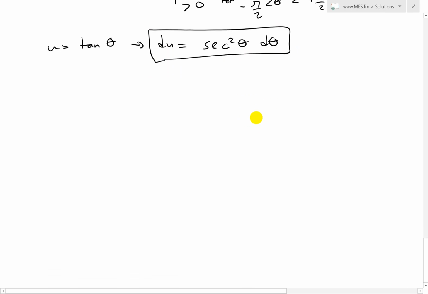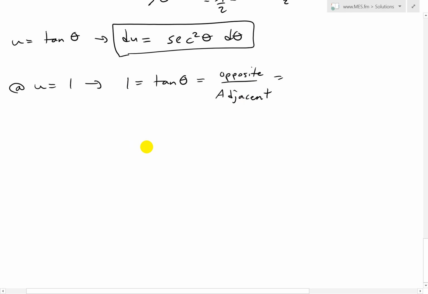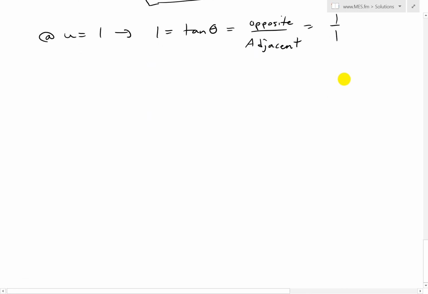And now the other thing we have to do is change the intervals. So at u equals 1, we have 1 equals tangent theta, and recall the definition of tangent: opposite over adjacent, or sine over cos, and this is an exact trig value. You can learn more about this in my earlier videos, but let's just solve it here. So if it's opposite over adjacent equals 1, both have to be 1. So 1 over 1, and that's just 1. So if you were to draw a right angle triangle, this is opposite and adjacent of a right angle triangle.